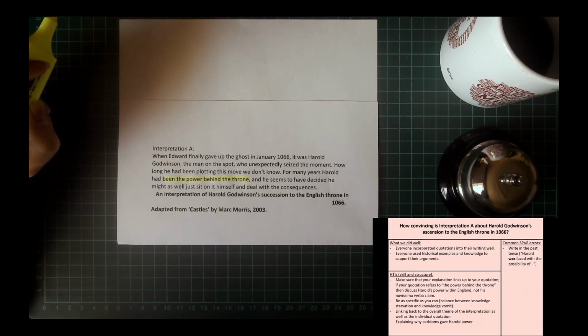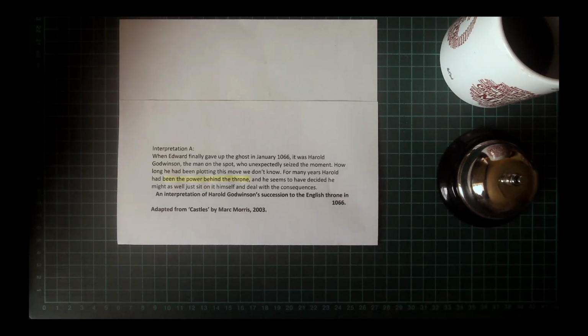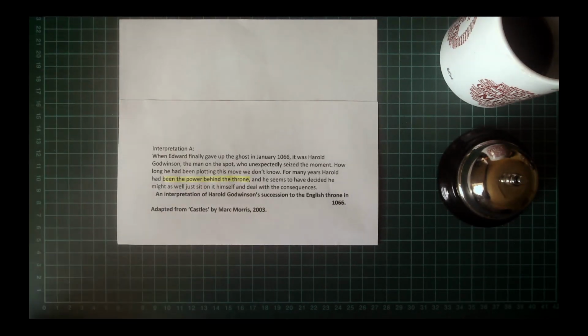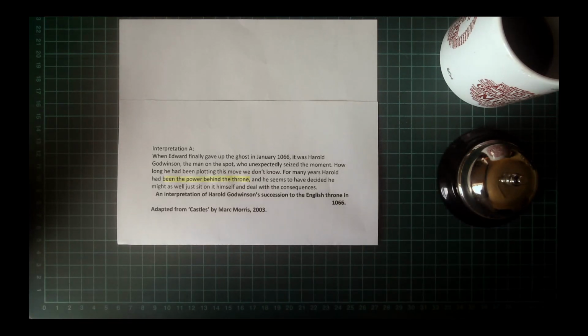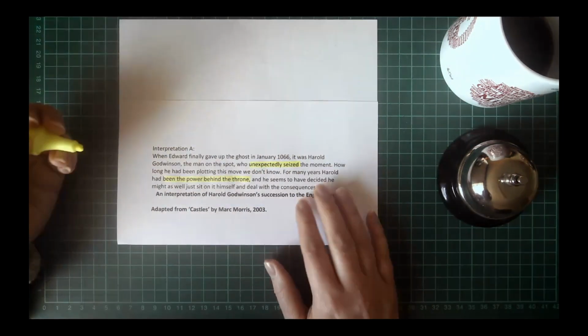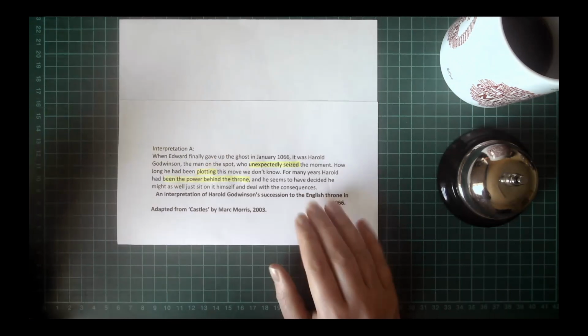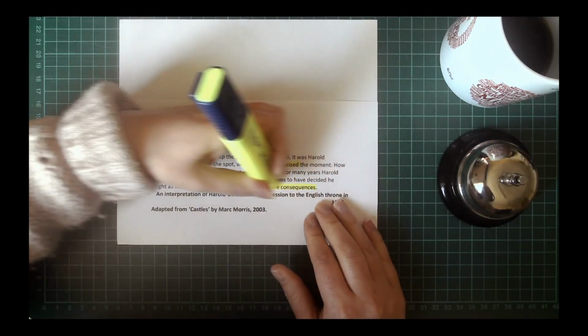The question asks us about the entirety of interpretation A. So it's not just saying, are the different parts of that paragraph or that interpretation convincing? Is the interpretation convincing as a whole? So we need to think about what the overall argument is of this interpretation. And there are a few things that give us a bit of a hint about this. So, unexpectedly seize the moment, plotting, power behind the throne, deal with the consequences.